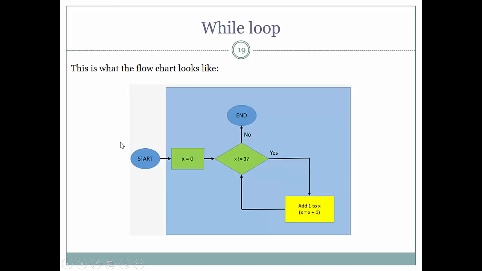In a flowchart, this is what it looks like. When we start the code, we initialize x equals to 0. Is x equals to 3? If it is not equal to 3, then add 1 to x and print and come back here again to check. So keep doing this until the value of x reaches 3.